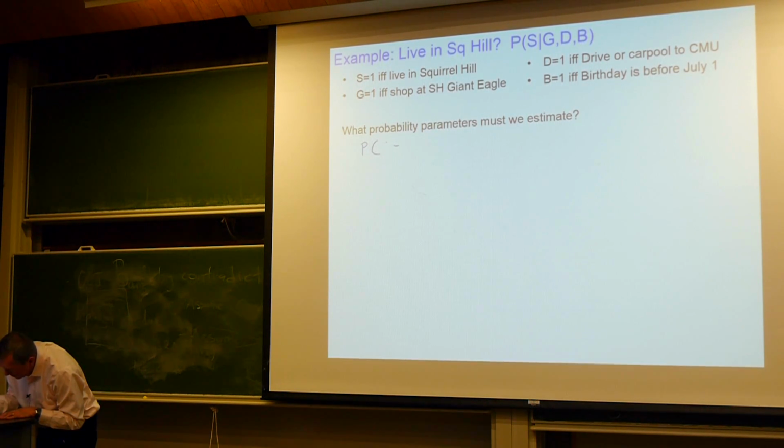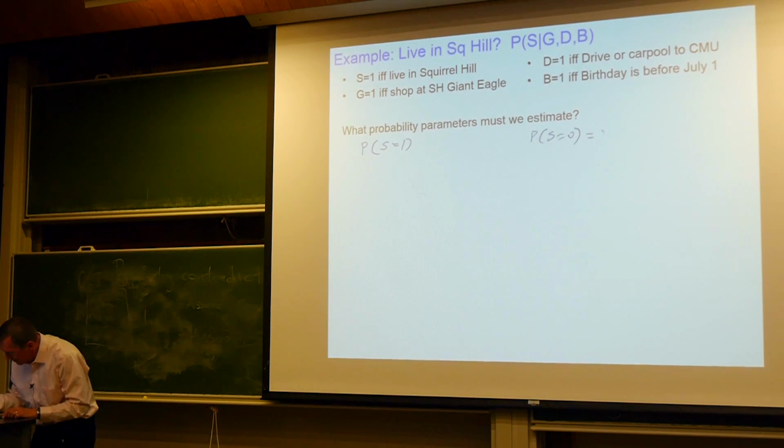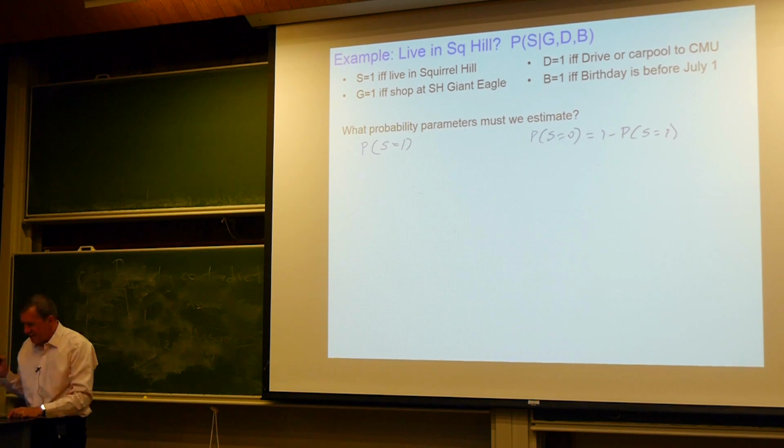So I'm just going to want to know the probability that you live in Squirrel Hill, and the probability that you don't. I need to know both of those. Of course, this is just 1 minus this one, so we won't have to do this twice.